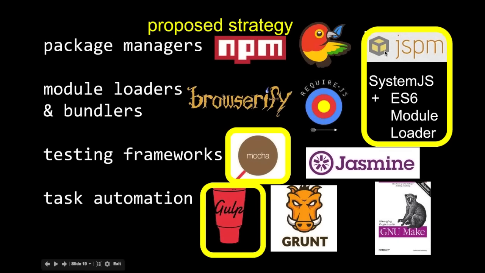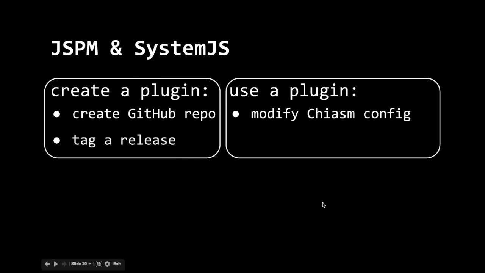So I've been doing a lot of research into this other package manager called JSPM and System.js, which is a module loader that's akin to require.js. And System.js can load AMD modules and CommonJS modules and ES6 modules, which is the future JavaScript modules. So using System.js and JSPM, this is what the flow would look like for creating and using plugins. You just have to create a GitHub repository and tag a release. And use the JSPM command line to initialize your project. And then when you use a plugin, all you should have to do is modify the Chiasm configuration.